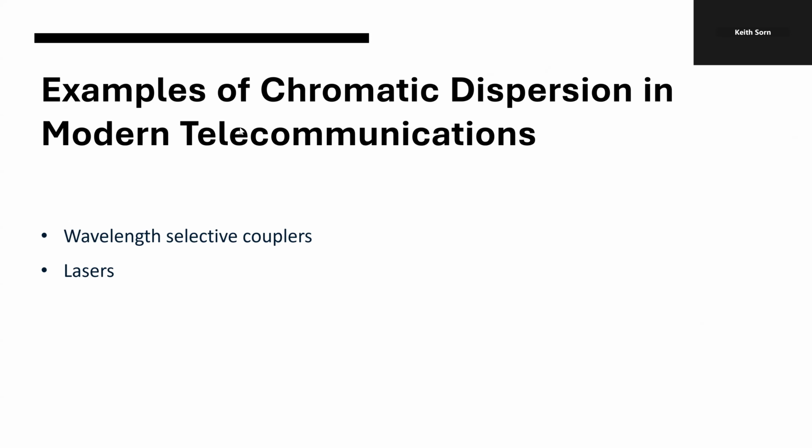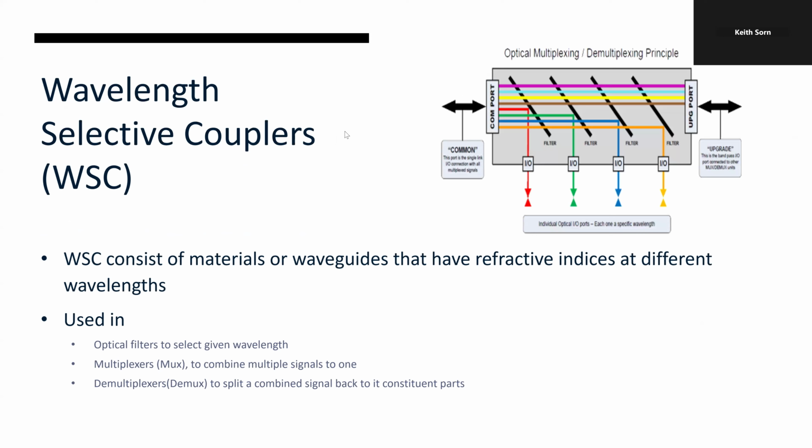We're going to take a look at chromatic dispersion in two pieces of telecommunication equipment, the wavelength selective couplers and lasers. All right, the wavelength selective coupler coming into the coupler here is going to be multiple colors of light. They're each going to hit a filter, and the filters are tuned to the different colors of light. So we're able to separate the colors of light out to their individual components.